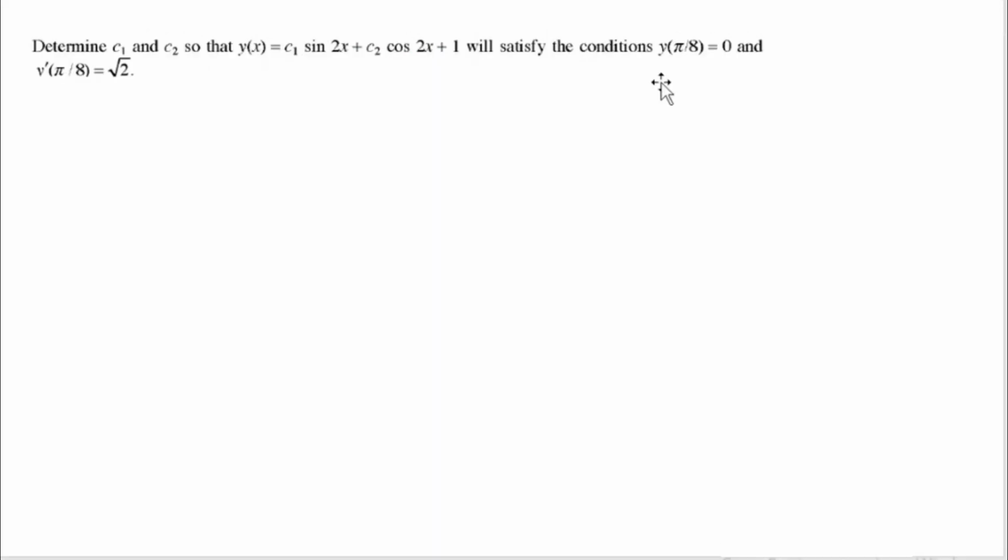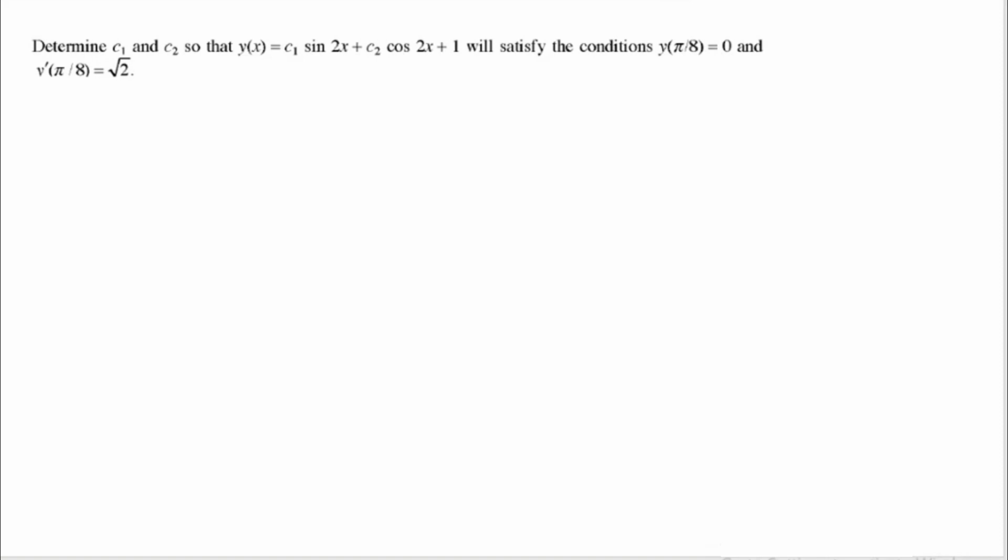Determine c sub 1 and c sub 2 so that y of x equals c sub 1 sine 2x plus c sub 2 cosine 2x plus 1 will satisfy the condition y of pi over 8 equals 0 and y prime of pi over 8 equals square root of 2. So first I'm going to take the derivative since there is a condition of y prime.